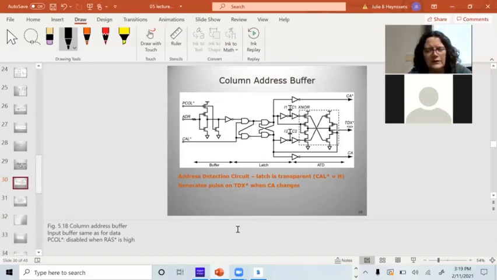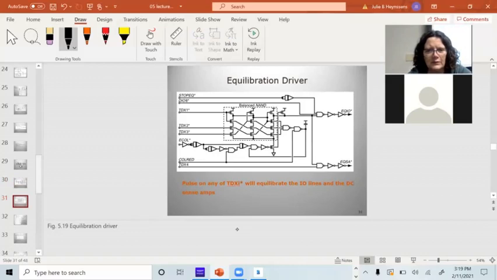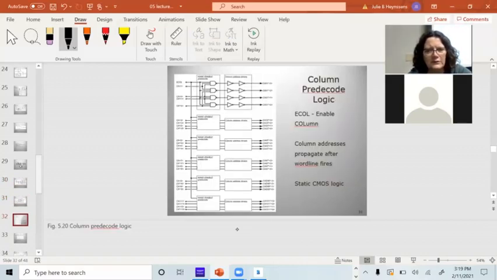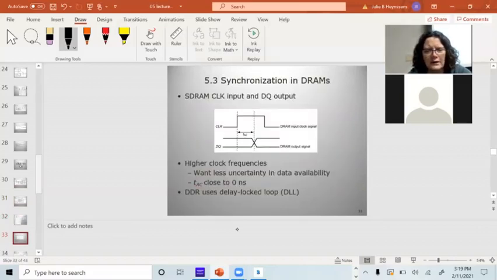This is the column address buffer. You've got a latch in here. You've got a driver in here. This is not going to the outside world, so I can use PMOS. This driver is a latch also. It looks like it's a tri-stated latch. The equilibration driver, and some of this is just not really all that pertinent. We talked about the pre-decode several times today.